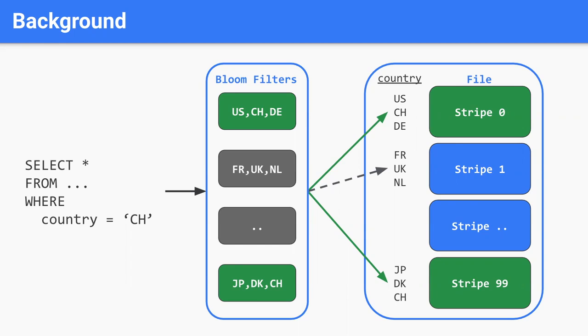Cuckoo Index addresses three issues with Bloom filters in this scenario. First, one needs to probe multiple filters, which can be expensive. Second, a unique value, such as CH, might occur in multiple stripes and is hence stored redundantly in multiple filters. And third, filter lookups can be false positive, causing unnecessary I/O.